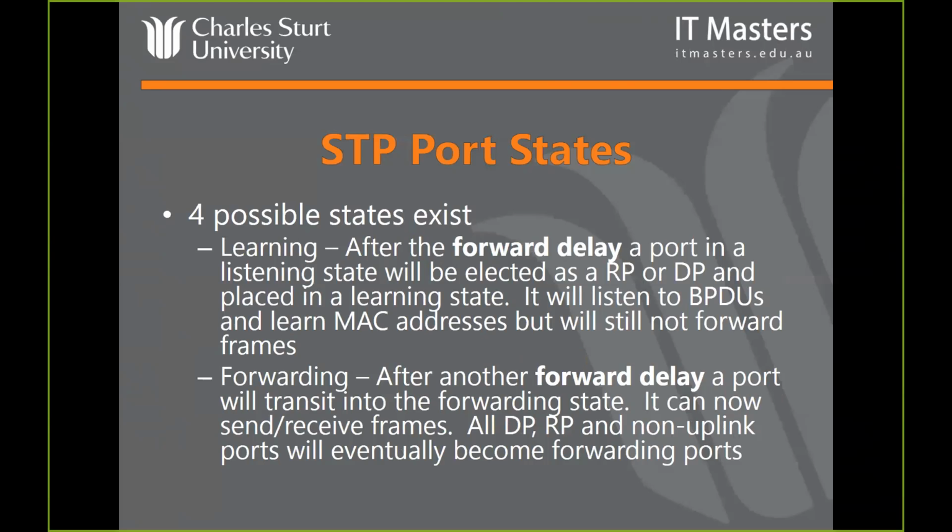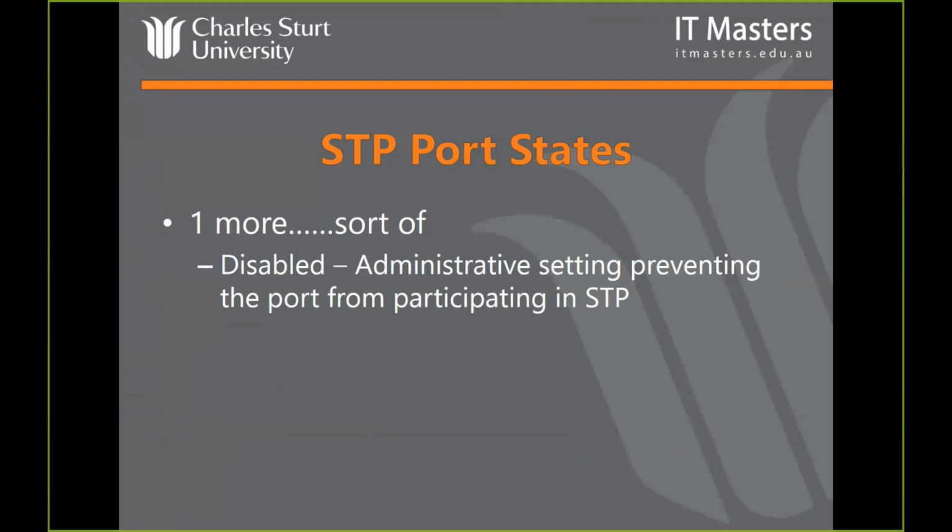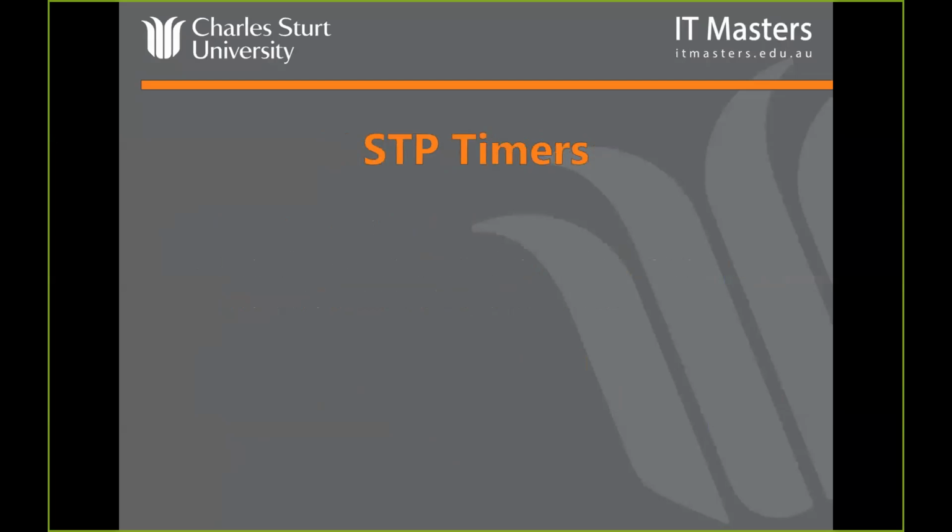If it's not a designated port, it will be placed into a blocking mode, in which case it's just sitting there listening to BPDUs. And there is one more, which is disabled. This is where you can administratively set it down, or if you have port security enabled and it's violated, then it will disable the port. And in that case, it doesn't participate even in STP. So it's the only state that doesn't participate in listening to BPDUs.